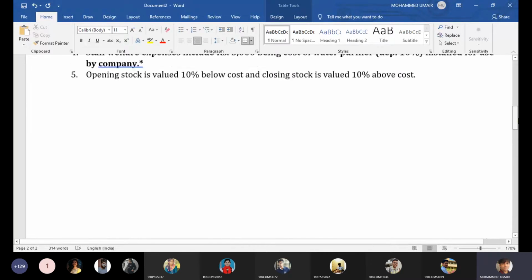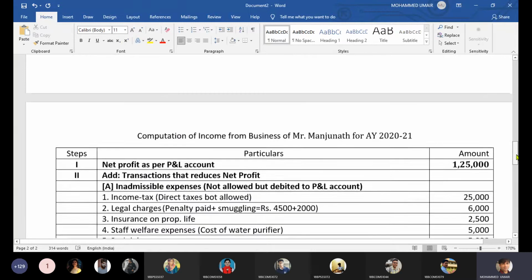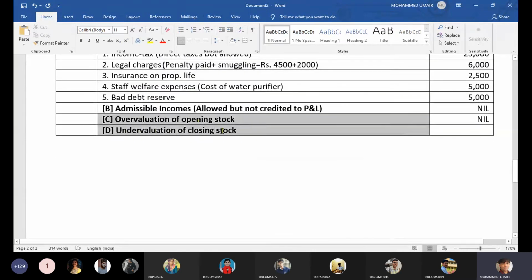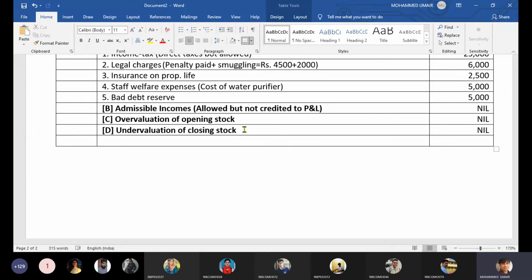Similarly, the other part of the adjustment says closing stock is valued 10% above cost, which means overvaluation of closing stock. So do we record overvaluation of closing stock here? The answer is no. We record undervaluation of closing stock. So both these transactions will come in part 3 or step number 3, right? So let's do the totaling. Total of step 1 and step 2. So we'll come to totaling later. Let's quickly move on to step 3.